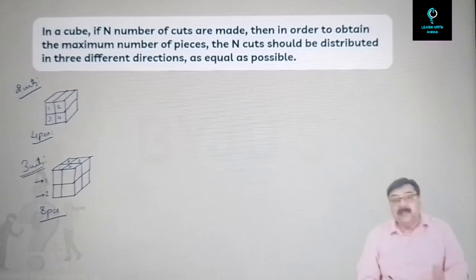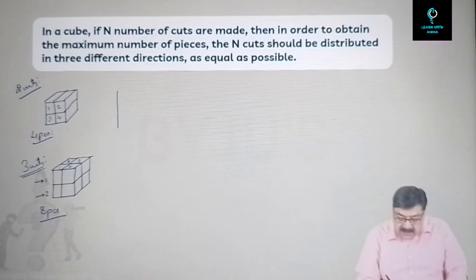Similarly here, if all the 3 cuts were made in the same direction, 1, 2, 3, like this, then the number of pieces would have become 3 plus 1, that is 4. But since we have changed the direction or the axis or the plane parallel to which these cuts are being made, the number of pieces has increased.